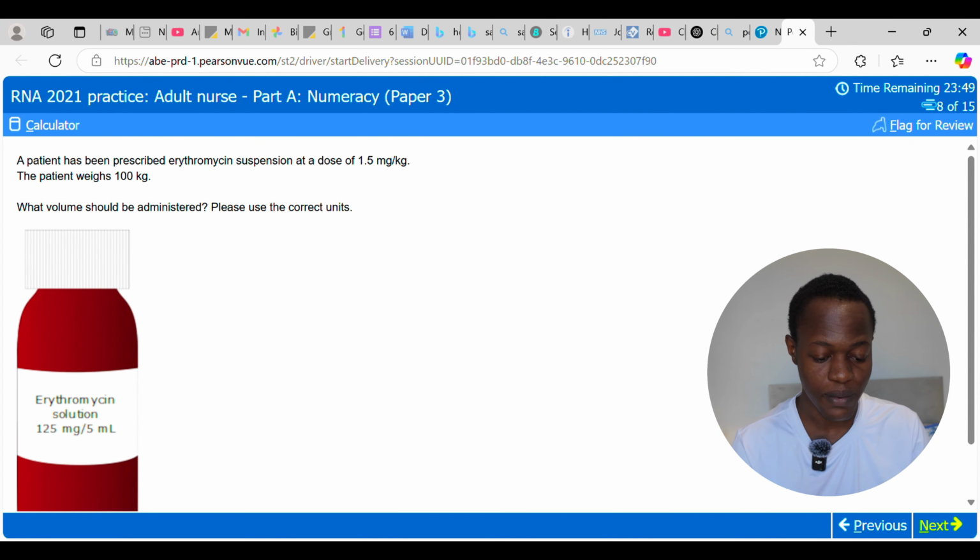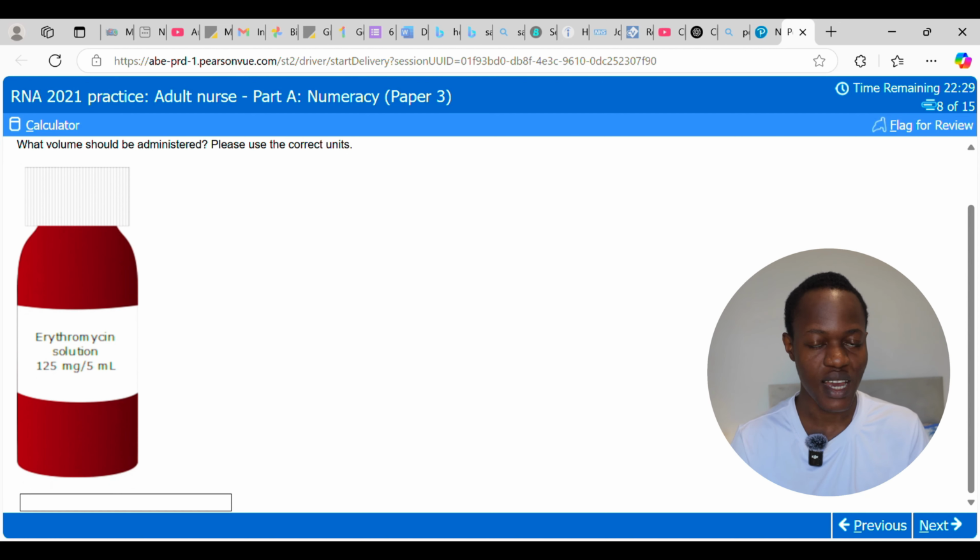Our next question says, a patient has been prescribed erythromycin suspension at a dose of 1.5 milligram per kilogram. The patient weighs 100 kilogram. So what you have to do is to multiply 1.5 times 100, and the answer is 150. So how many ml should you give? Since 125 milligram equals 5 ml, that means 1 ml equals 25 milligram, and we are supposed to give 150 milligram. So that means we are given 6 ml. If you don't understand how I came around this, you can just go ahead and do cross multiplication as well.